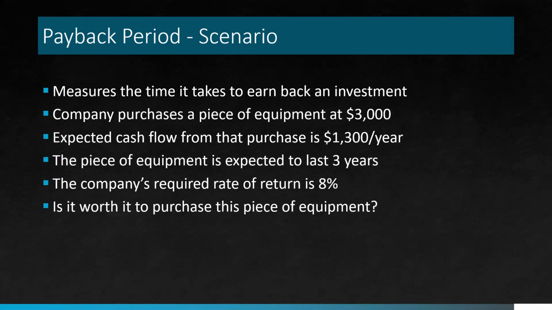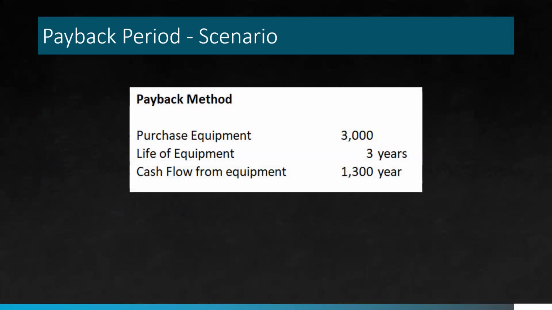So if a company purchases a piece of equipment at $3,000, and from that $3,000, they expect their cash flows to be $1,300 a year, and that equipment will last 3 years. The company's required rate of return is 8%, meaning that the investments that the company makes, they want to make sure that they earn at least 8% on that purchase. Would it be worth purchasing this piece of equipment? So let's figure this out.